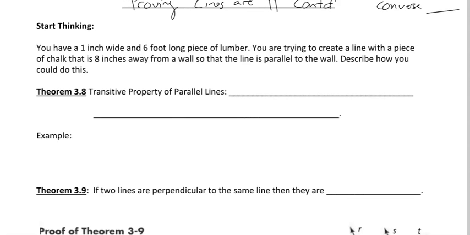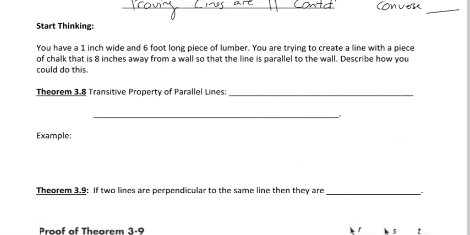It says, you have a 1-inch wide and 6-foot long piece of lumber. You're trying to create a line with a piece of chalk that is 8 inches away from a wall so that the line is parallel to the wall. Describe how you could do this. Now, what could you do? You have a piece of lumber, certain length long, doesn't really matter. It says it's 6 feet, but whatever. We need to make a line that is 8 inches from the wall and is parallel to the wall. How could we do that?